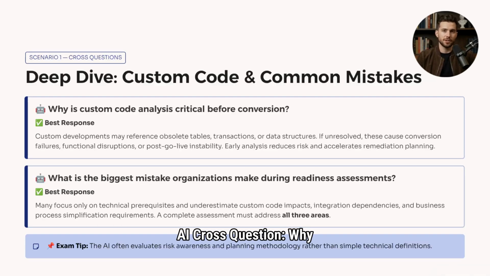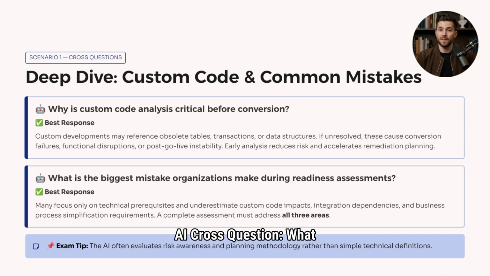AI cross-question: why is custom code analysis critical before conversion? Best response: custom developments may reference obsolete tables, transactions, or data structures. If unresolved, these issues can cause conversion failures, functional disruptions, or post-go-live instability. Early code analysis reduces project risk and accelerates remediation planning.